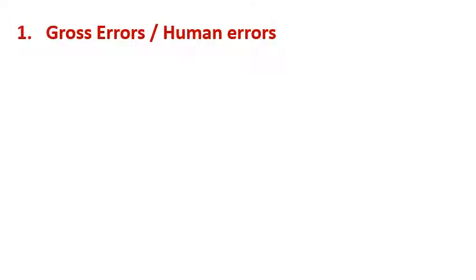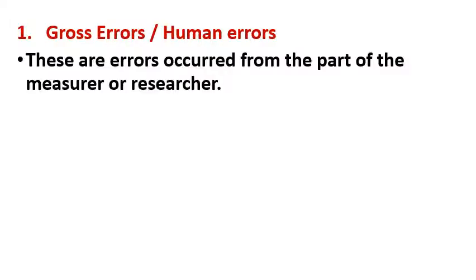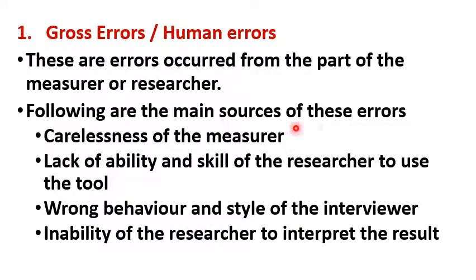First one, gross errors or human errors. These are errors occurred from the part of the measurer or researcher. These are errors committed by the measurer or researcher in the process of measurement. Following are the main sources of these errors. First one, carelessness of the measurer. Lack of care from the part of the researcher may lead to human error.